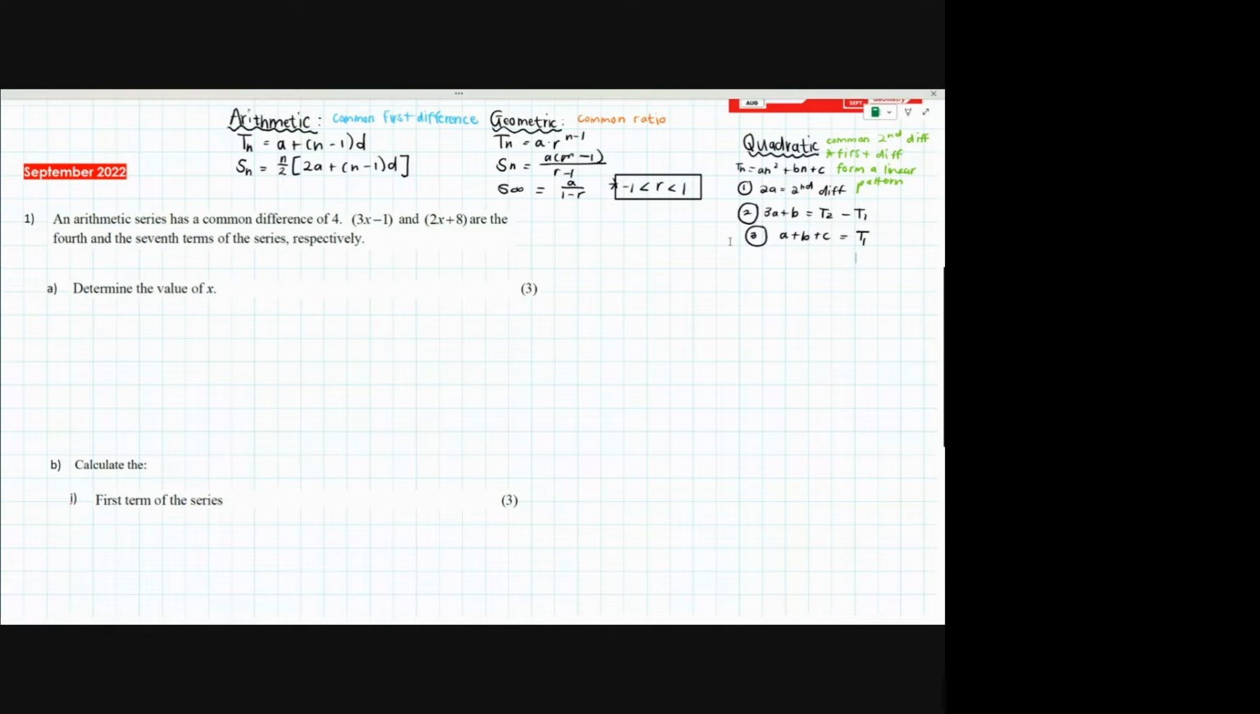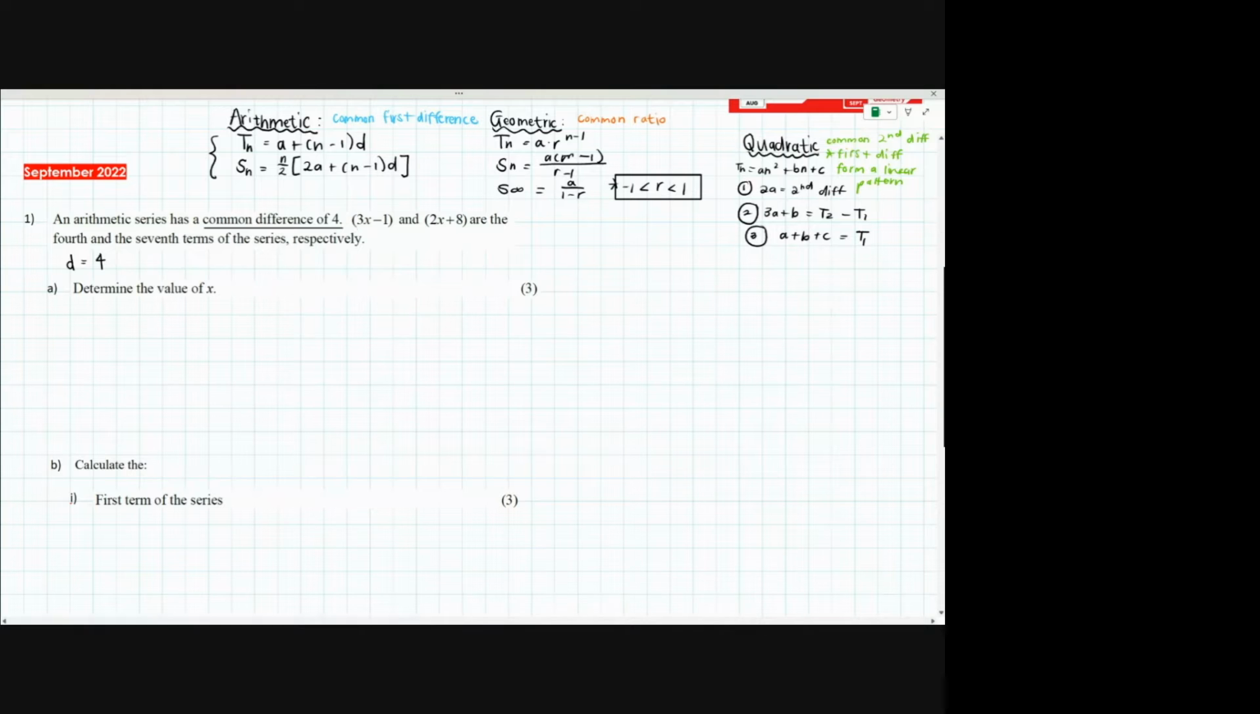Okay, so if we have a look at this first question, we are told that we have an arithmetic series with a common difference of 4, and 3x minus 1 and 2x plus 8 are the fourth and seventh terms of the series respectively. Often sequences and series becomes confusing because of how the information is presented to us. So if you need to, write out what you have in mathematical language. This common difference of 4 is telling me that the d value, because we're looking at arithmetic, is equal to 4.